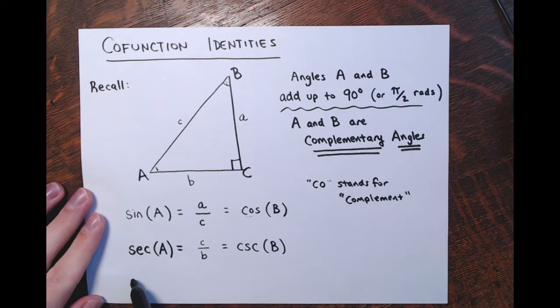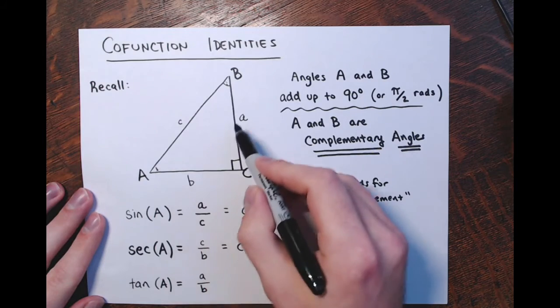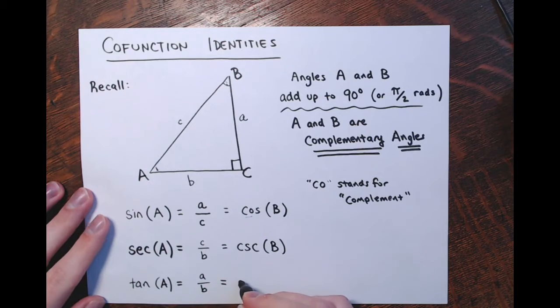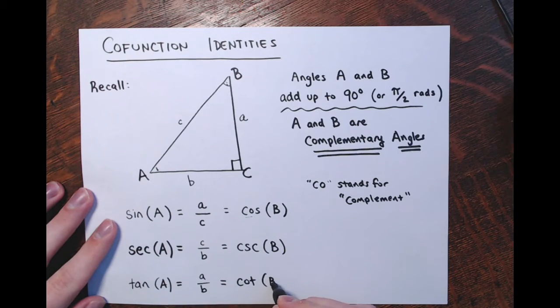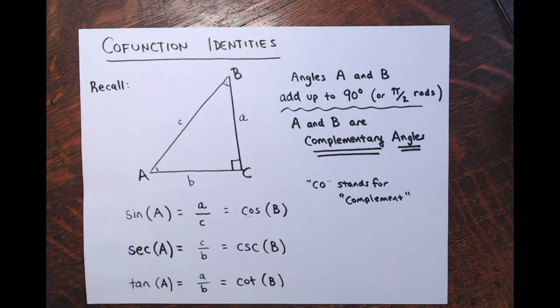And then the same thing goes for tangent and cotangent. The tangent of angle A, remember, is opposite over adjacent, little a over little b. But when I look at angle B, little a over little b is adjacent over opposite. So that's the cotangent of angle B. So again, the tangent of angle A is equivalent to the cotangent of its complement. And this happens in general, not just for right triangles, but for general complementary angles.